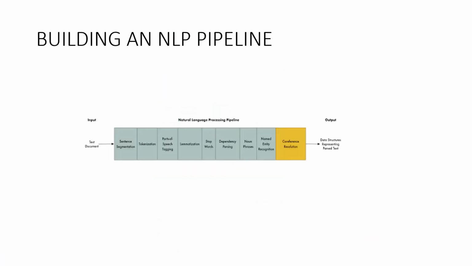Next, we will discuss how you can build an NLP pipeline. The different steps involved are shown in the figure. One is sentence segmentation. Sentence segmentation is the first step for building the NLP pipeline. It breaks the paragraph into separate sentences. Next is word tokenization. The word tokenizer is used to break the sentence into separate words or tokens.